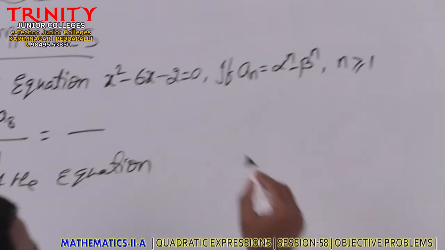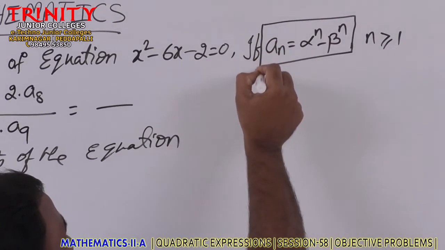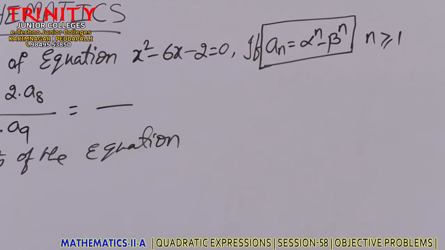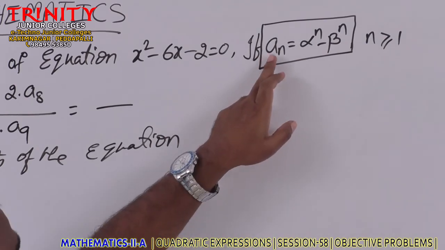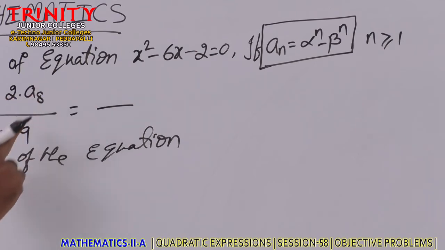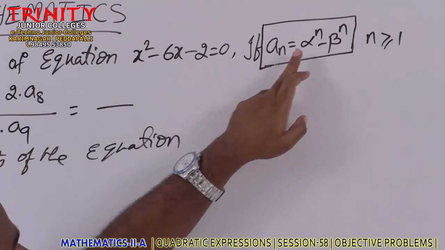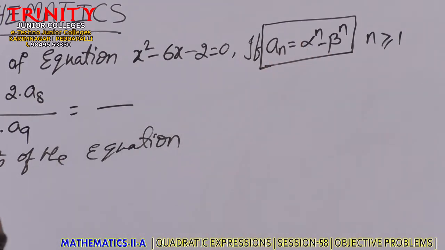What is known as this one? An is equal to alpha power n minus beta power n. Forget about that one. If we take n is equal to 10, we will get A10, or not? If we substitute n is equal to 10, we will get A10. Similarly A8, A9. A10 is equal to alpha power 10 minus beta power 10.